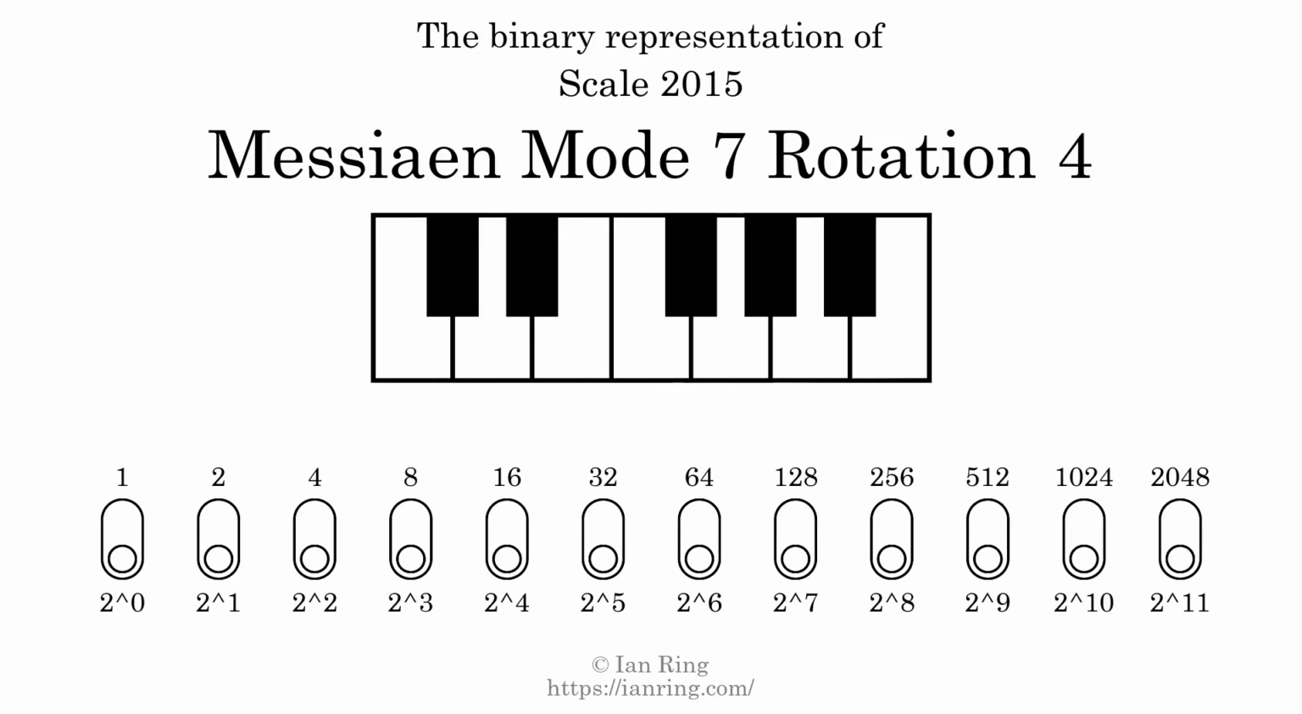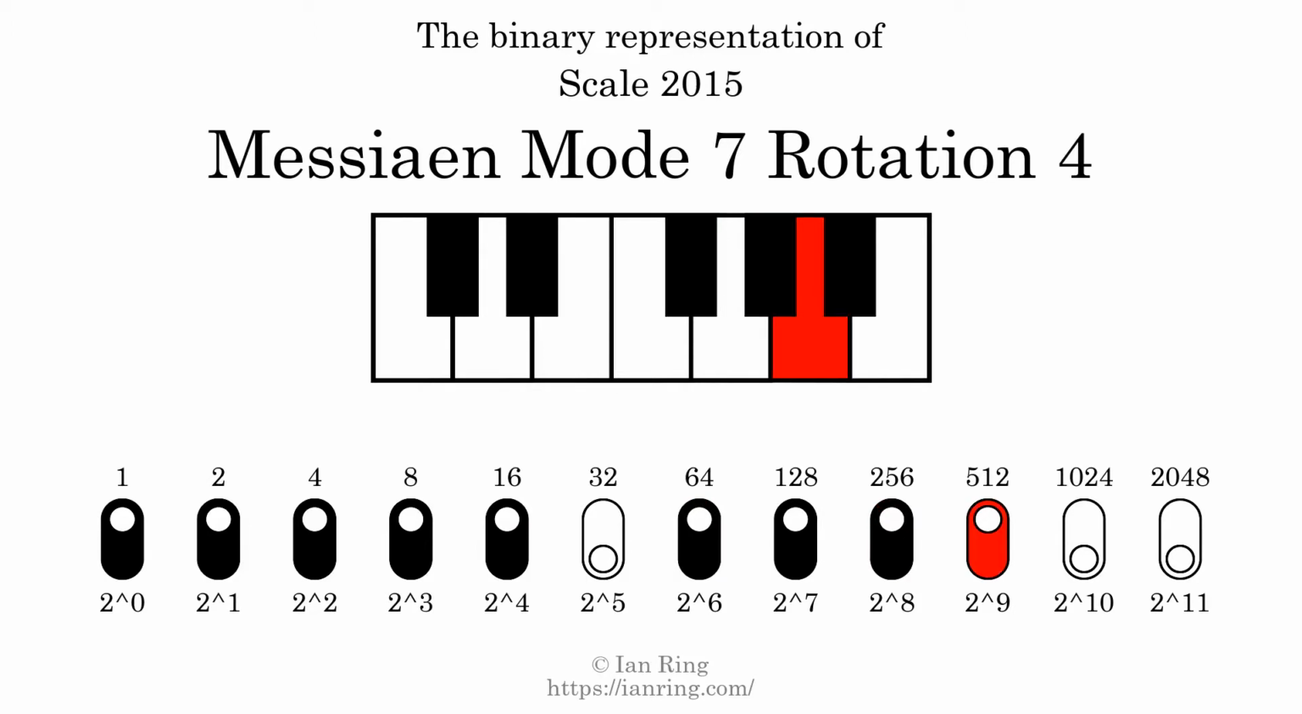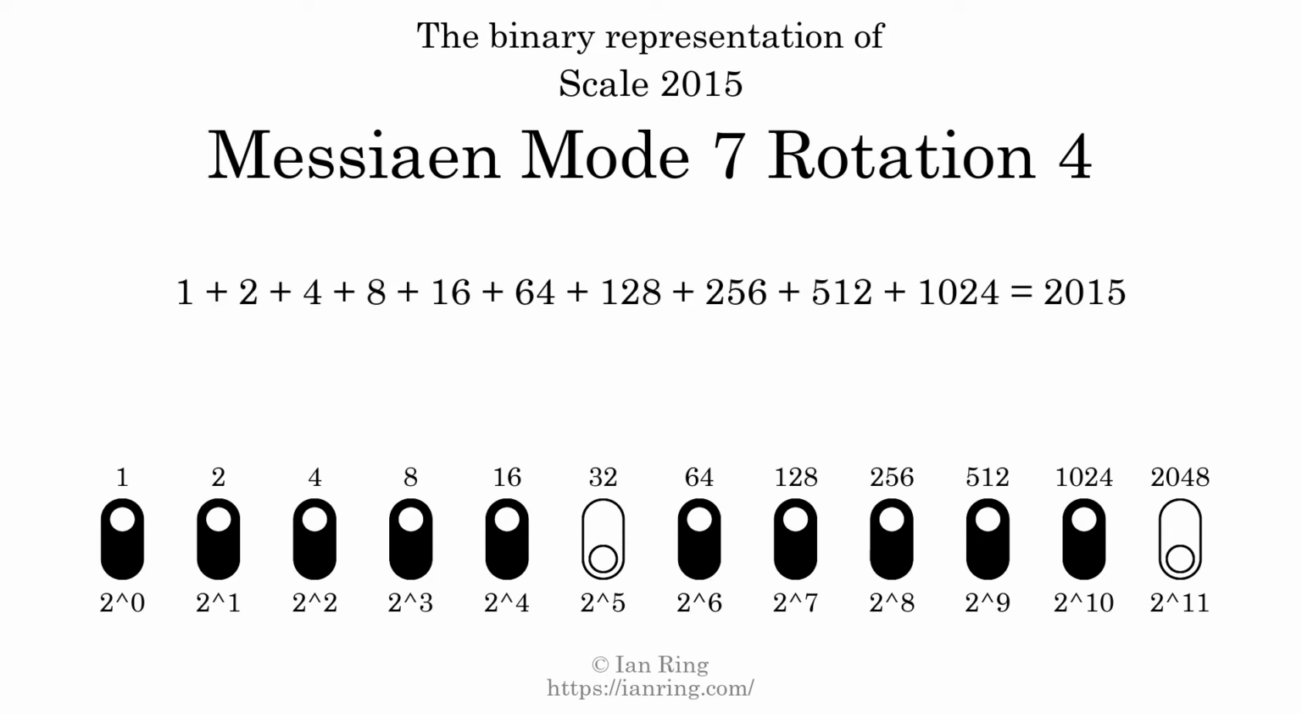The binary representation of this scale is determined by mapping tones of the scale to binary digits. Each binary digit represents a power of 2. To get the scale number, we add the powers of 2 together. The powers of 2 that are present in the scale, all added together, equals 2015. That is why the scale number, in decimal, is 2015.